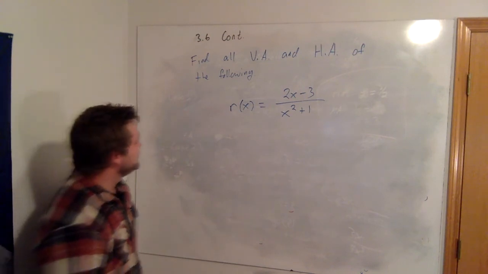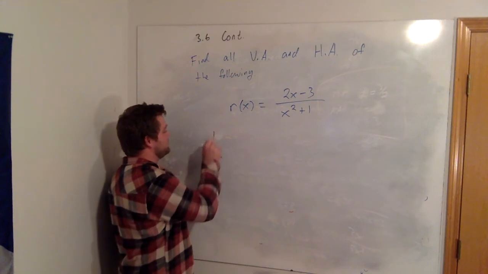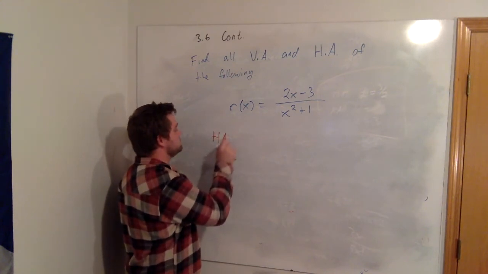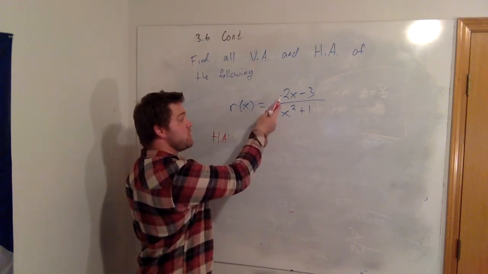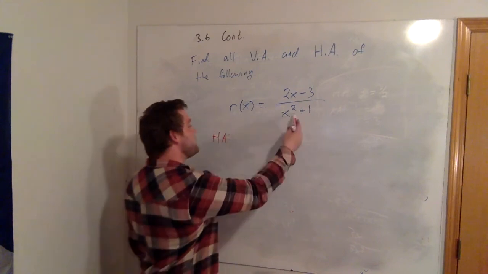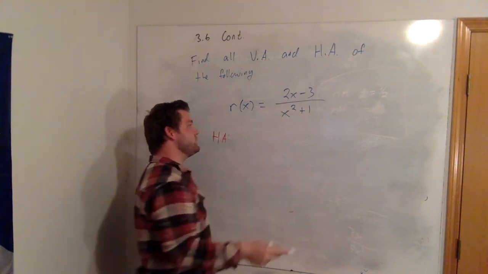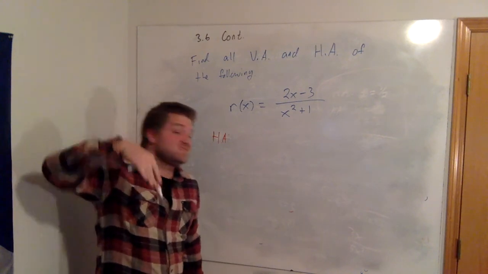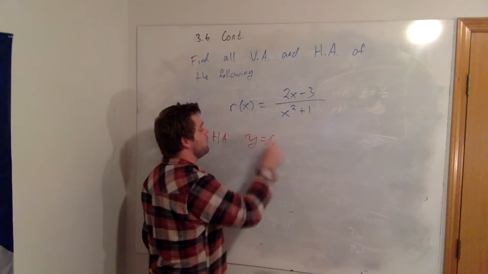Okay, so let's first find the horizontal asymptote. We'll notice here that the denominator is winning the war. I have a first degree polynomial on the top, I've got a second degree polynomial on the bottom. The denominator is going to win the war, it's going to be getting really large, the numerator is going to stay relatively small. This is going to suck the function down to 0. Our horizontal asymptote is going to be y equals 0.